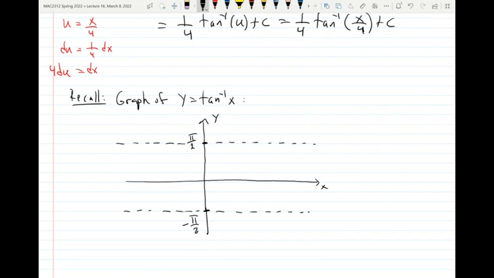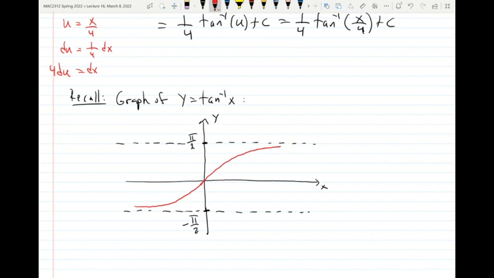And then basically the inverse tangent function looks like the cube root function, the same way that the tangent looks like the cube function between two vertical asymptotes. Now the inverse tangent looks like the cube root, but between a pair of horizontal asymptotes. Okay? So why is it helpful to remember this graph?